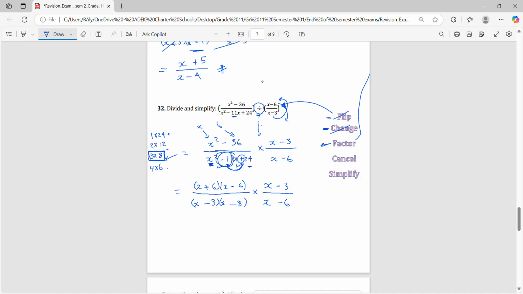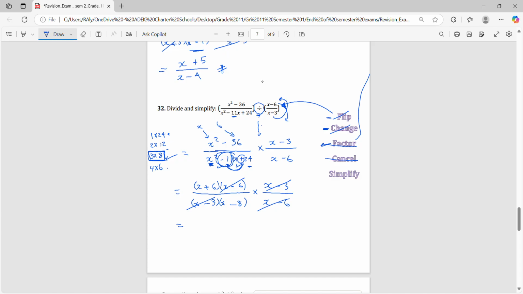So factorizing is done. Now canceling. I'll cancel x minus 3 with x minus 3, and again. Please cancel one from the numerator and one from the denominator. It's not allowed to cancel two common factors in one line, meaning from denominator and denominator, or numerator with numerator. One from the numerator and one from the denominator, as you know. X minus 6 with x minus 6 is cancelled.